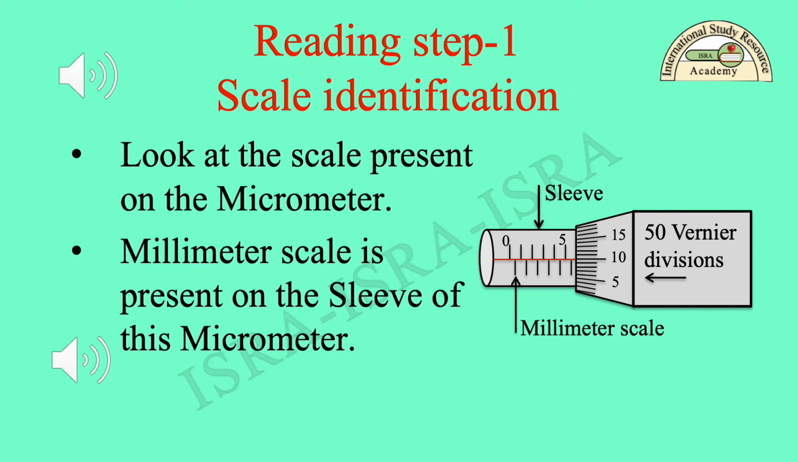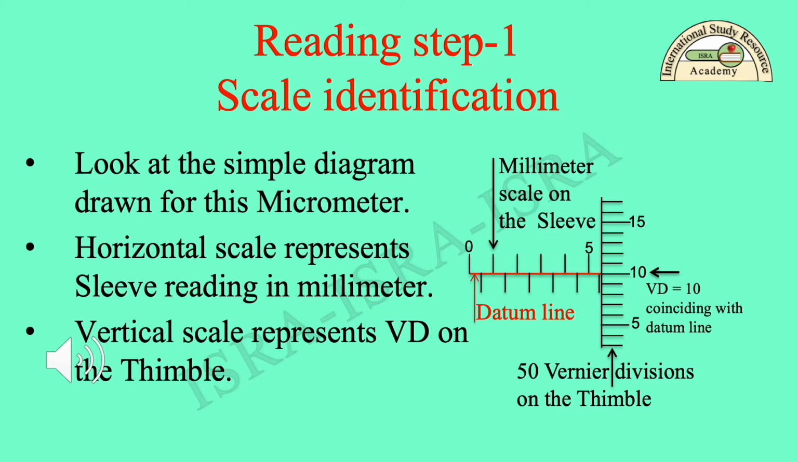Reading Step 1. Scale Identification. Look at the scale present on this micrometer. Millimeter scale is present on the sleeve of this micrometer. Look at the simple diagram drawn for this micrometer. Horizontal scale represents sleeve reading in millimeter. Vertical scale represents VD on the thimble.